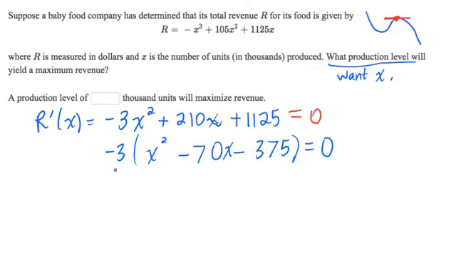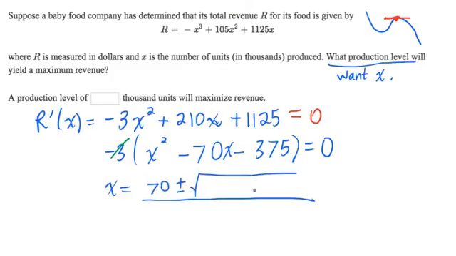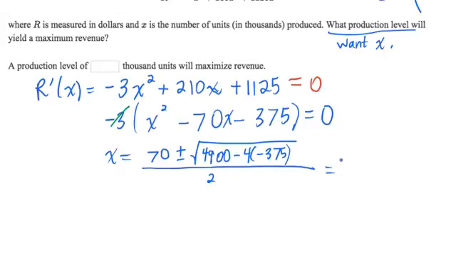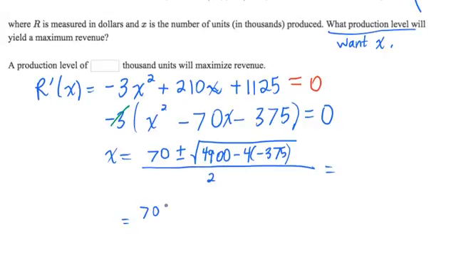Now the negative 3 just goes away, because if you divide both sides by negative 3, 0 divided by negative 3 is 0. So I'm going to go to the quadratic formula instead of factoring to get negative b, which would be positive 70, plus or minus the square root of b squared, which is 70 squared, so that's 4,900, minus 4 times a, which is 1, times c, which is negative 375, all over 2a, which is 2 times 1.